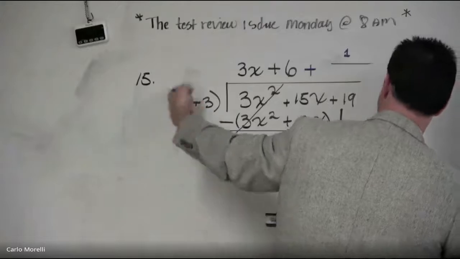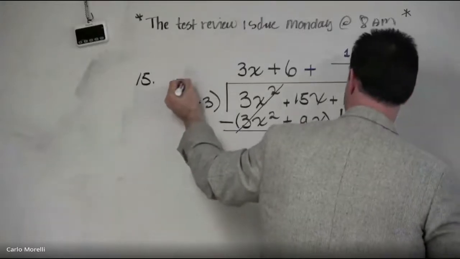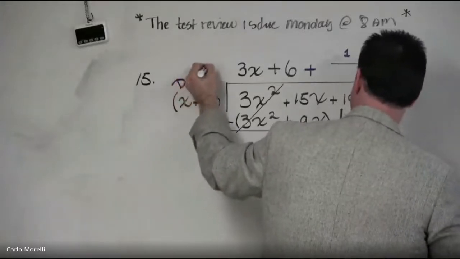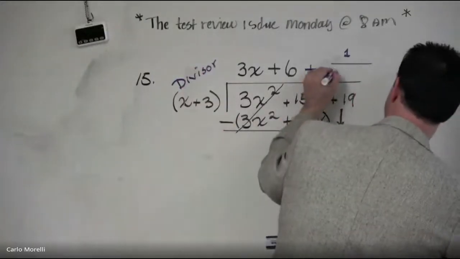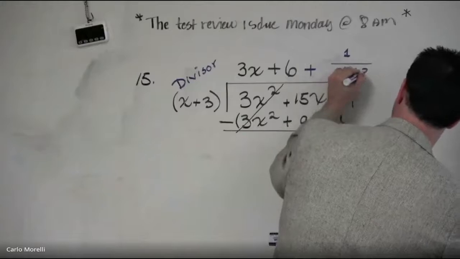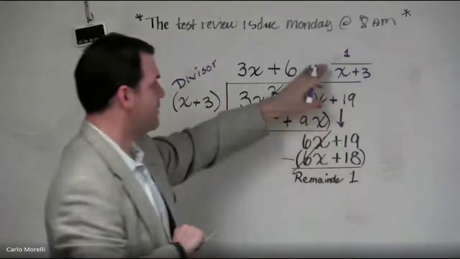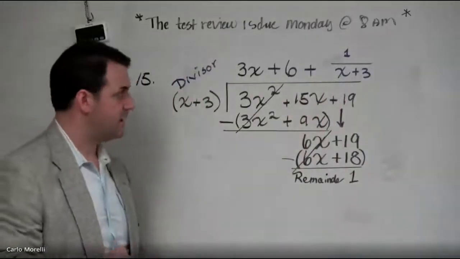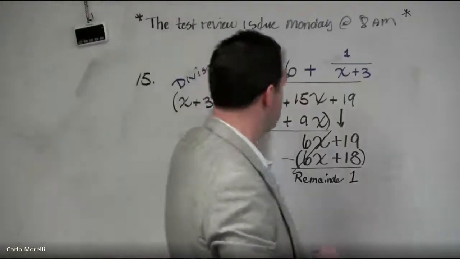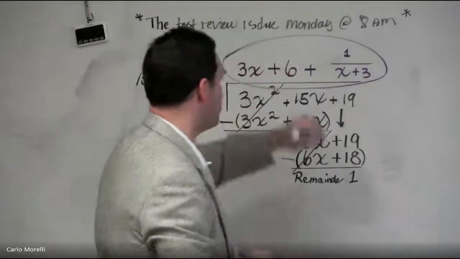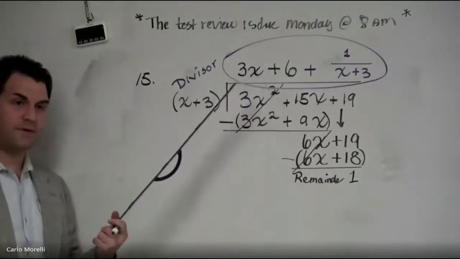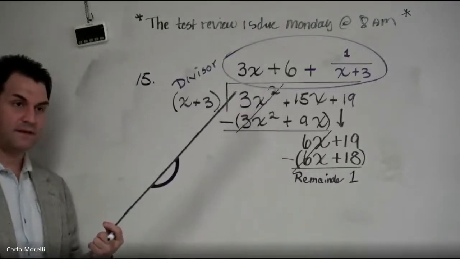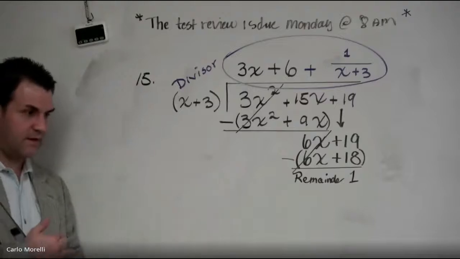You see this is called the divisor. It's the thing you're dividing this by. You just write the divisor, whatever it is, x plus 3. So there's no mystical thing going on there. So the full quotient is right here, 3x plus 6 plus 1 over x plus 3. Isn't that amazing? It looks like complicated math, but it's really not all that hard.